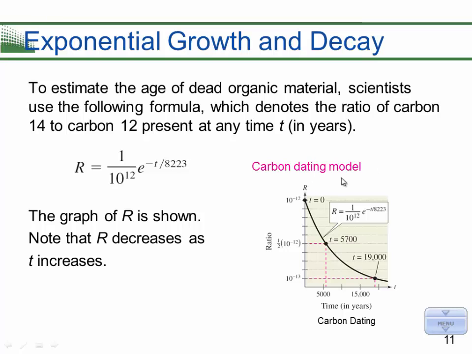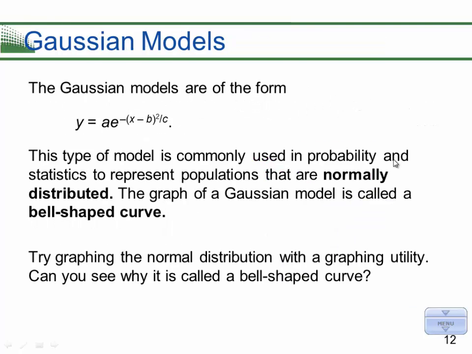Okay, so here you can see that as time goes on, the amount of carbon-14 remaining decreases exponentially. So it's a handy equation for dating anything with carbon in it. Okay, a Gaussian model then, like I said, is used in statistics for normal distribution. It's a bell-shaped curve, okay?